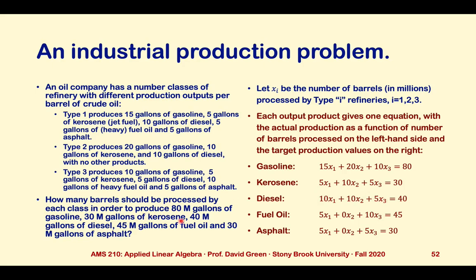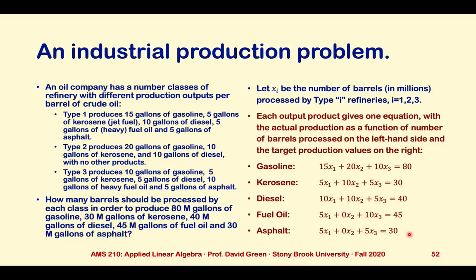Our target is 40. Doing the same for the last two, fuel oil, we have 5 produced by type 1, nothing produced by type 2, and 10 produced by type 3, with a target of 45. That gives us this equation. And for asphalt, we have 5 produced by type 1, nothing produced by type 2, 5 produced by type 3, and a target of 30.